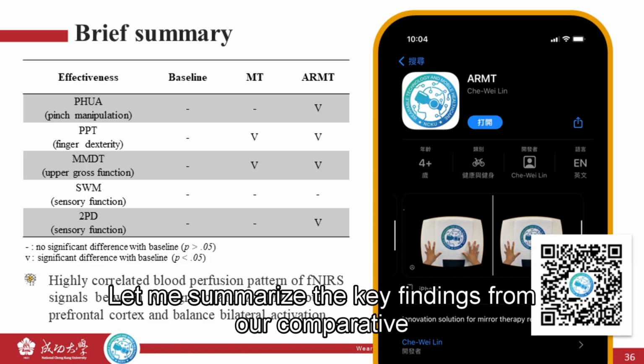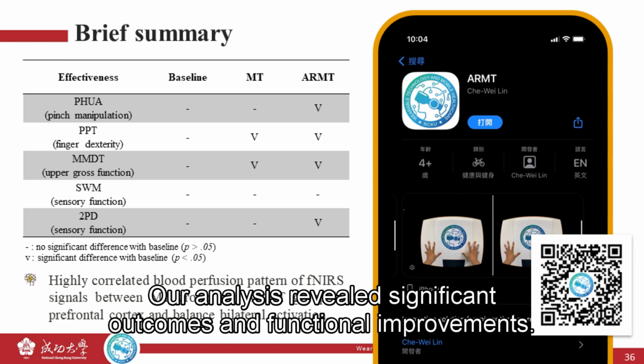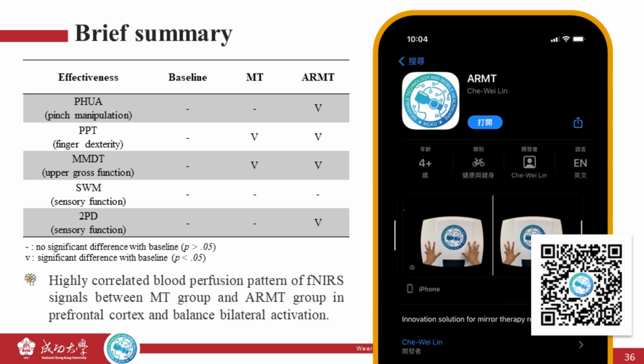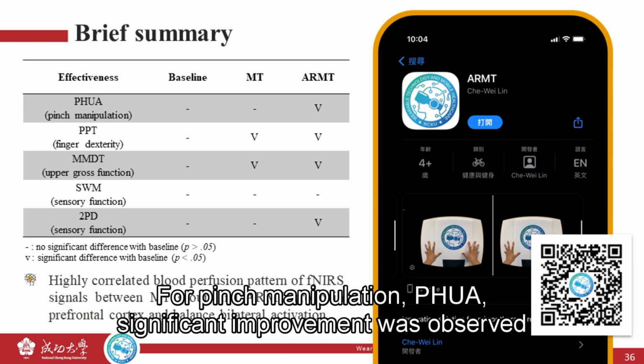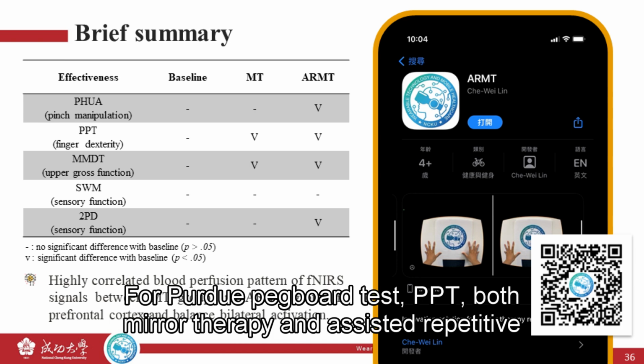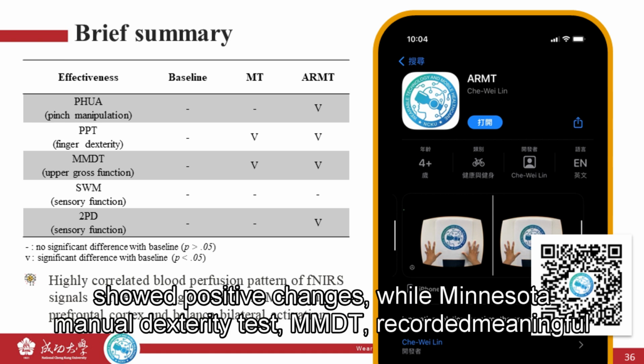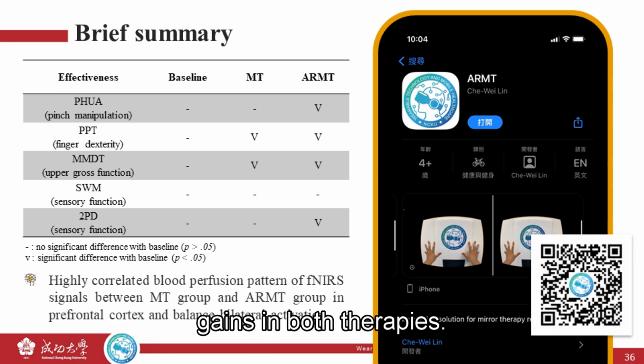Let me summarize the key findings from our comparative study. Our analysis revealed significant outcomes and functional improvements. For pinch manipulation, PHUA, significant improvement was observed only in the assisted repetitive movement therapy group. For Purdue Pegboard test, PPT, both mirror therapy and assisted repetitive movement therapy showed positive changes, while Minnesota Manual Dexterity Test, MMDT, recorded meaningful gains in both therapies.